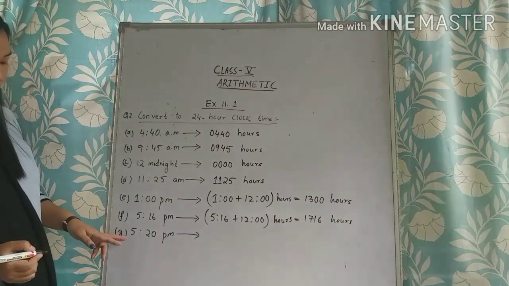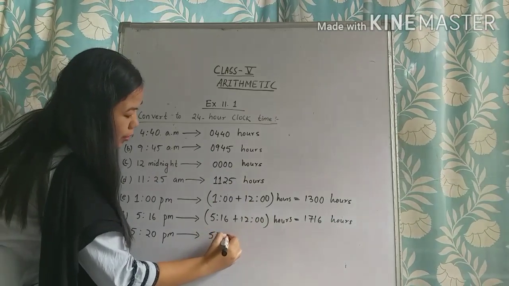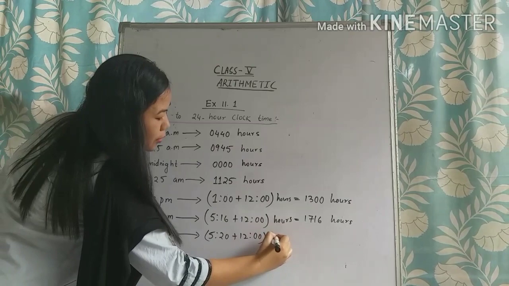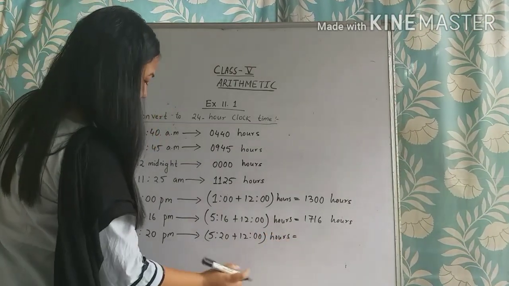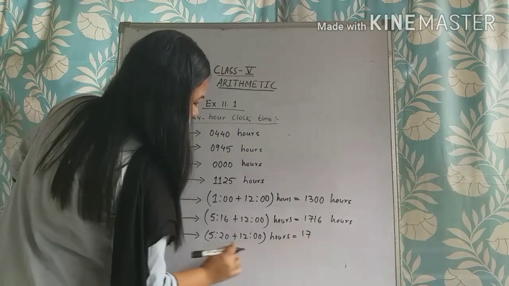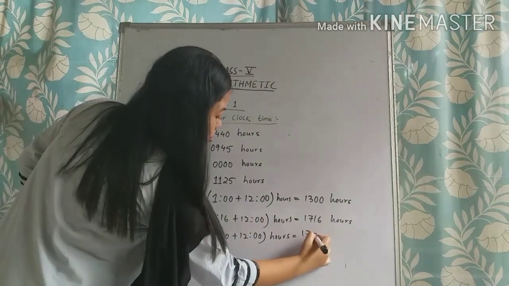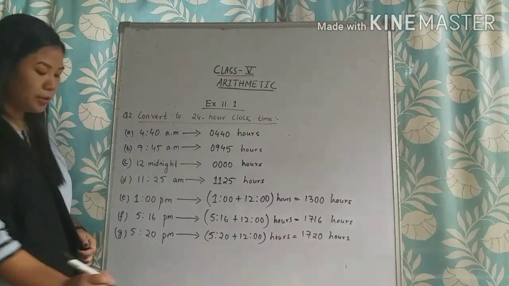Next, the last one, 5:20 p.m. In the same way, 5:20 plus 12 hours. 5 plus 12 is again 17. In minutes it is 20 plus 0. So 20 hours. Clear?